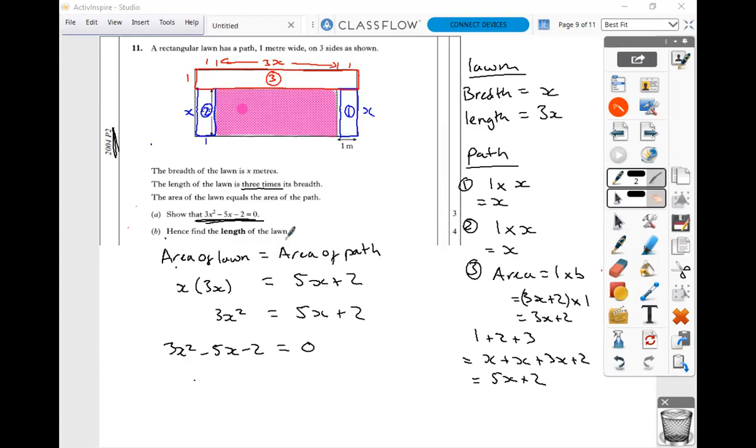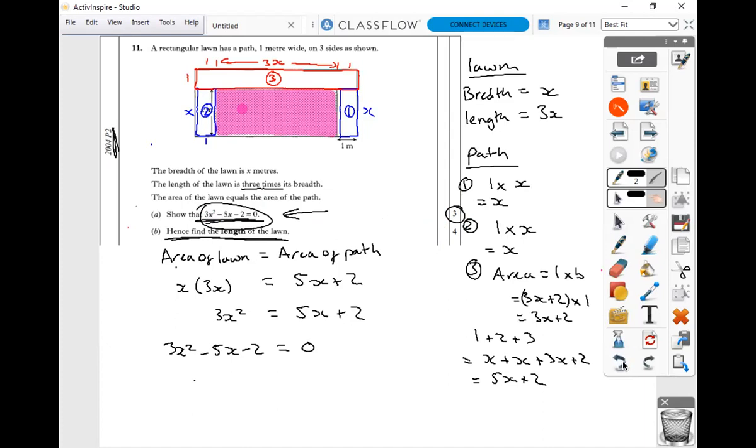Part B, hence find the length of the lawn. This is what I'm saying. If part A is awkward and it's horrible and you don't get it, it's giving you the expression that you need to use in part B. Okay, in part B, we need to use 3x squared minus 5x minus 2. That's what we're trying to solve in part B. Part B is worth 4 marks. So if you don't get part A, don't panic, try it a couple of times, but don't waste time on it. If you can't get part A, move on to part B, it's still worth 4 marks.